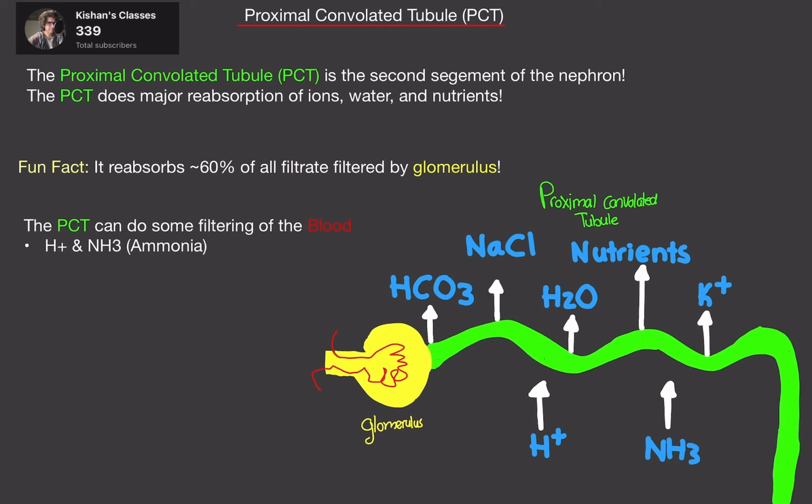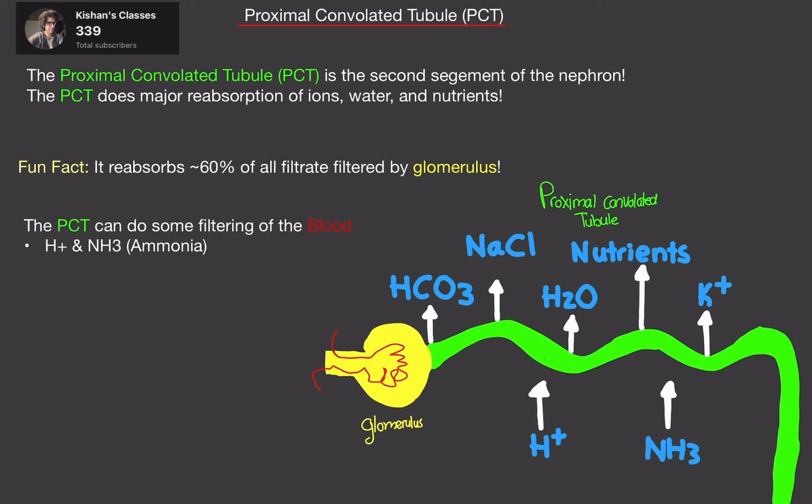The PCT does major absorption of ions, water, and nutrients. This is like the tank of the nephron. It does so much reabsorption. And what I mean by reabsorption is when we reabsorb things, we are taking stuff from the tubule fluid, which would be the fluid that you would urinate out, and instead taking some nutrients and ions and shoving it back into the blood. That's called reabsorption. Our body is reabsorbing the nutrients and ions back into the blood. So that's what I mean by reabsorption.